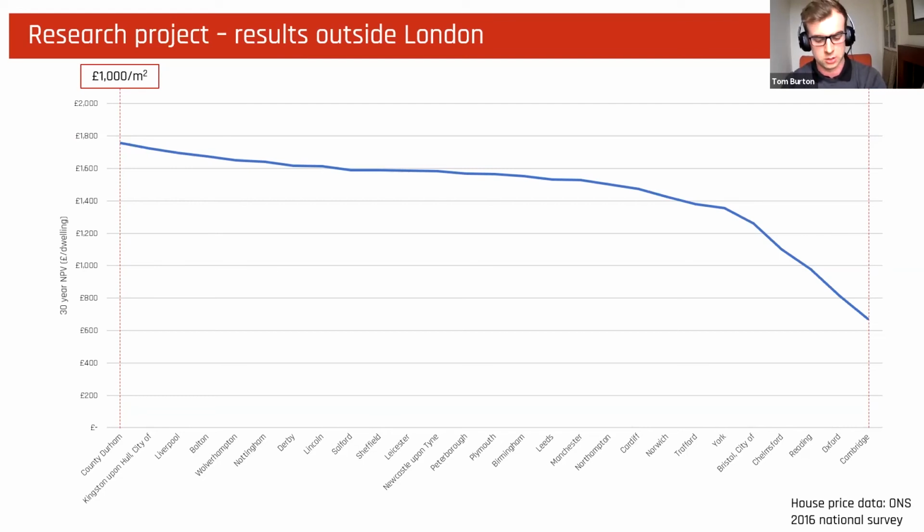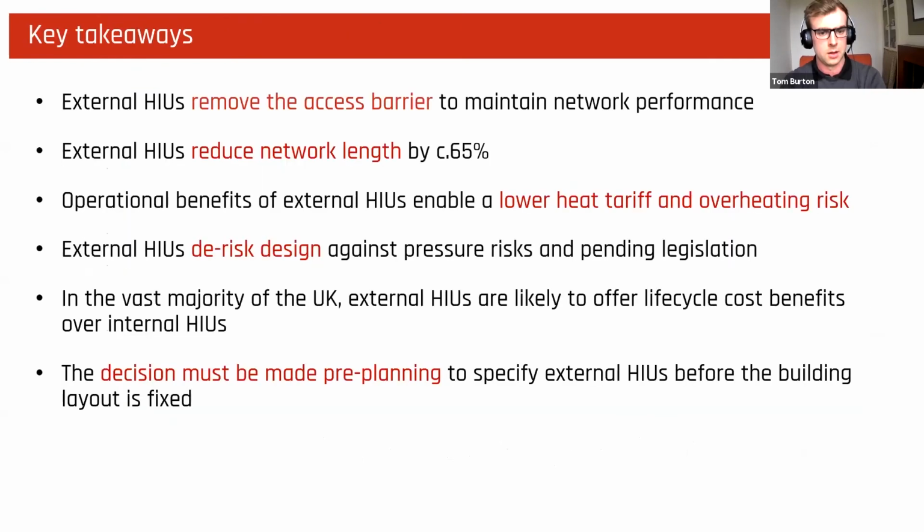So that's the reduction in CapEx from your reduced network length, and in OpEx from your reduced heat losses and reduced costs of servicing, which outweigh any reduction in revenue from sales. The key takeaways, I'd like to finish up on: as I've been mentioning throughout, external HIUs remove the access barrier to maintaining good network performance, and they also reduce your network length by about 65%. These operational benefits are a fairly significant way of enabling a lower heat tariff, and also a much lower overheating risk. So you're improving resident comfort, both from a financial perspective and from a physical comfort perspective.